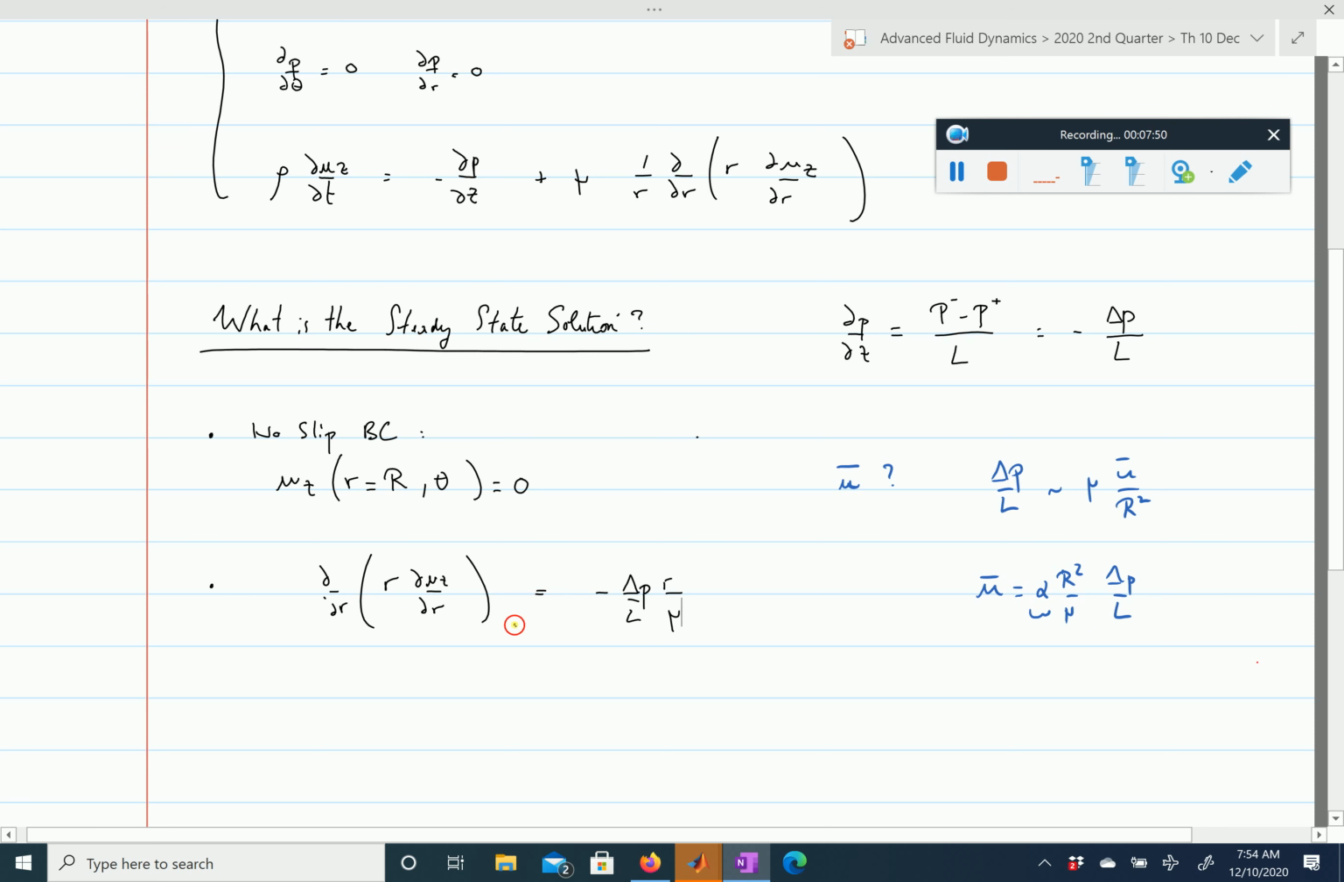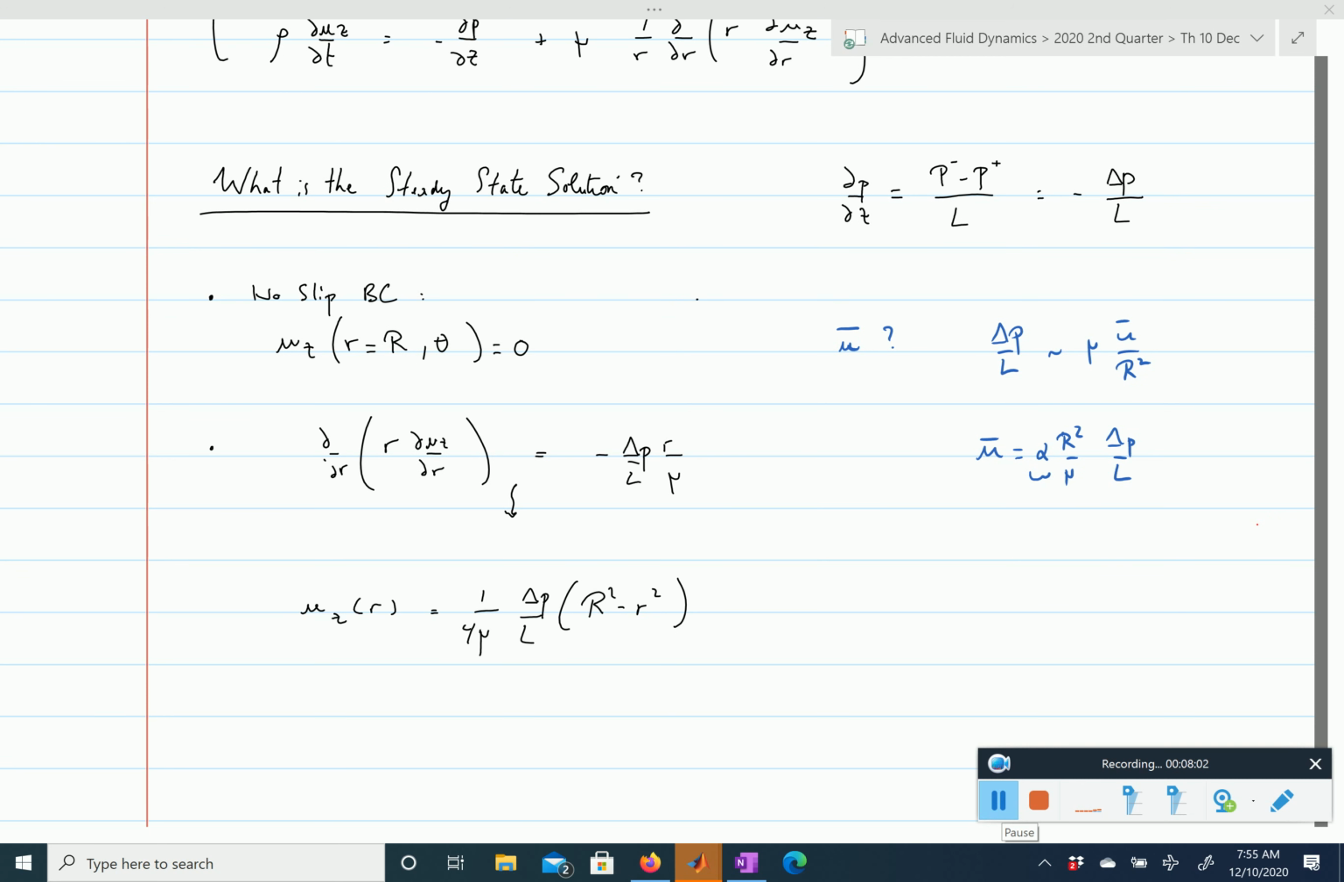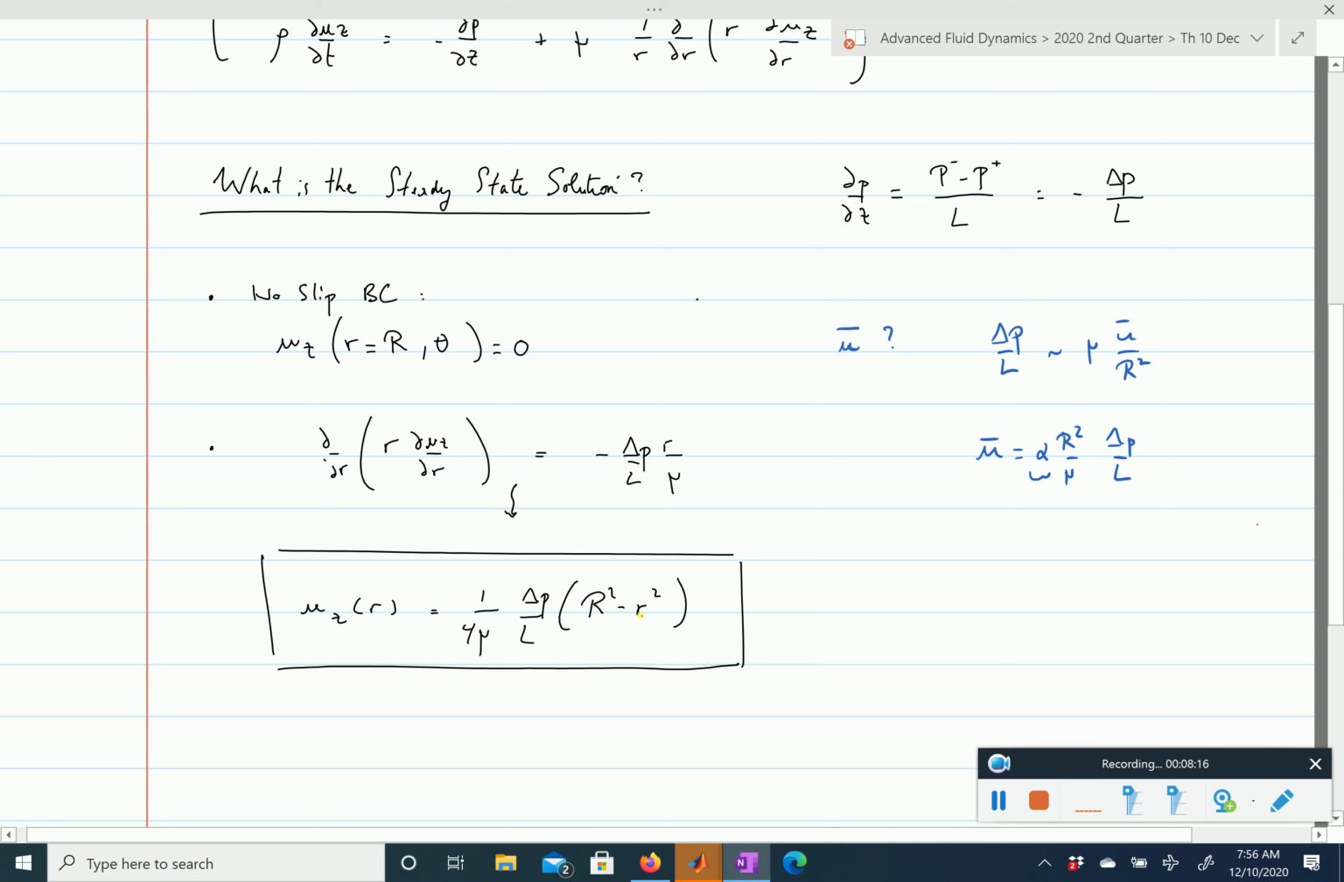Here you have to integrate twice, right? We have two partials with respect to r. You integrate twice, applying the no-slip boundary condition, and that finally yields the result that the velocity in the uz direction is simply equal to 1 divided by 4 mu delta p divided by L times capital R squared minus r squared. And you see here clearly the parabolic shape of the profile. So we have a parabolic profile.